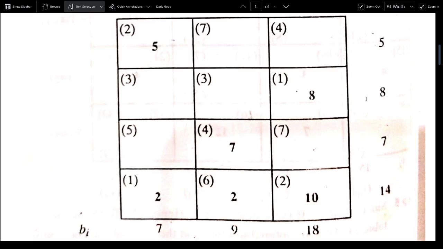Arif, any question? We find out the lowest penalties row wise and column wise. Next, what do we do? Next step is what? Finding row wise and column wise all the penalties, we shall find out. Then what do we do?